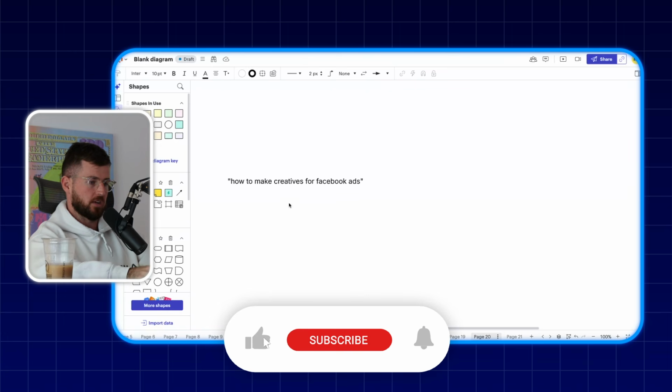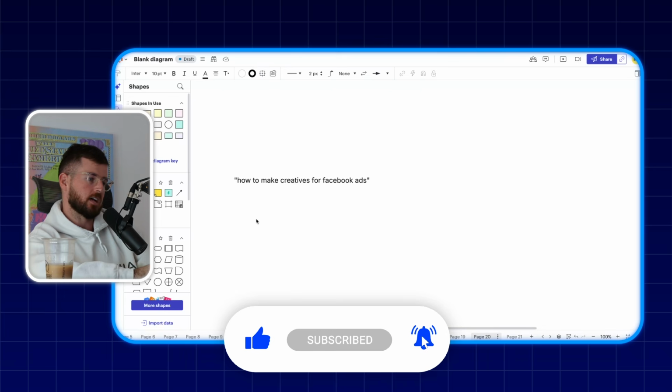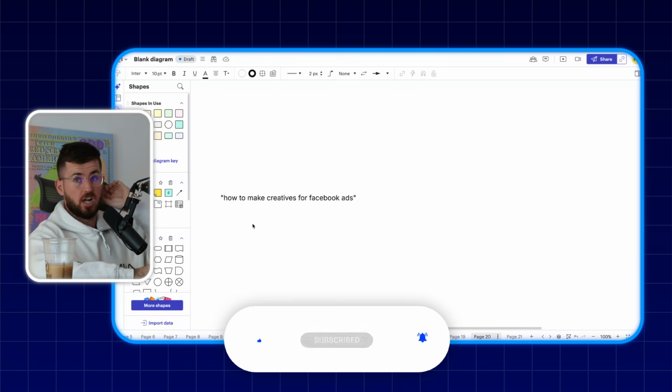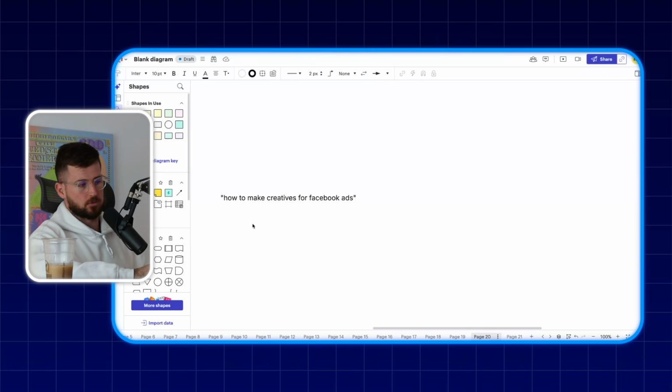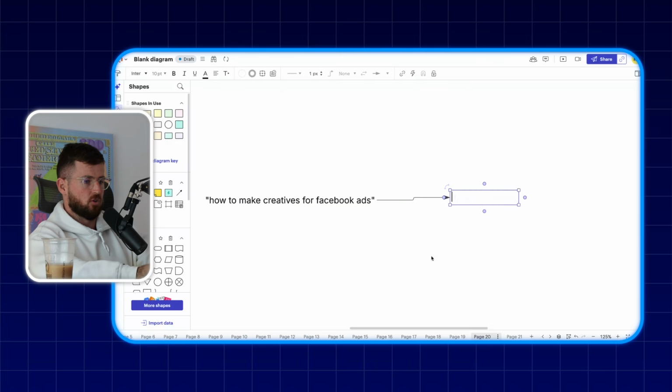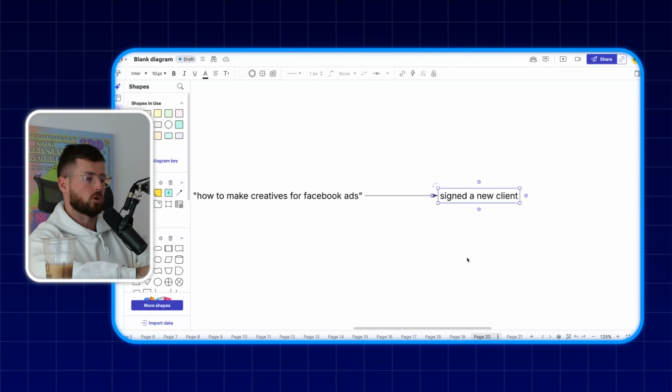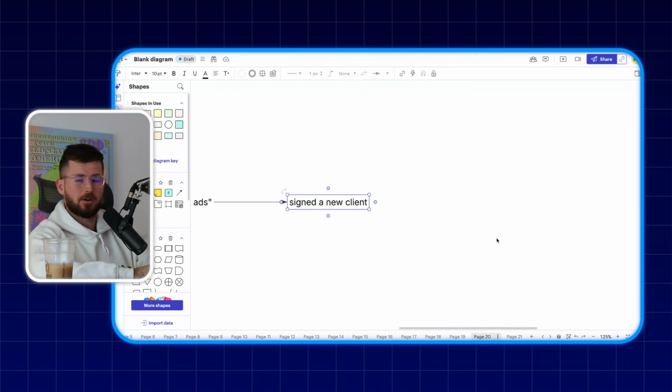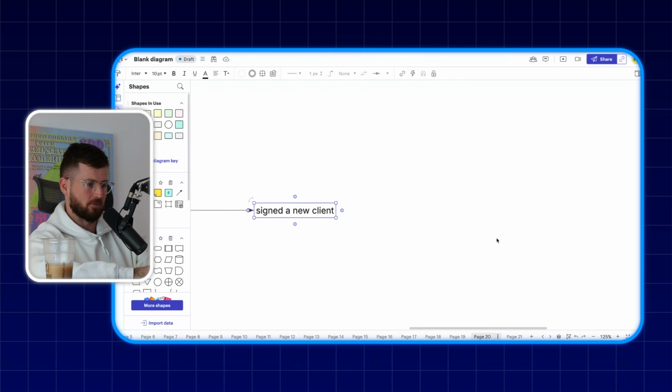So I got a little Lucidchart here. We'll start off with the full process. It's actually funny because I just finished signing on a new client, so I kind of just went through this process myself. First things first is how to make creatives for Facebook ads. Obviously for my agency, we just signed on a new client. You probably have your own drop shipping store or something like that. But usually we have the product, we have the client, all of those things that we start off with first.